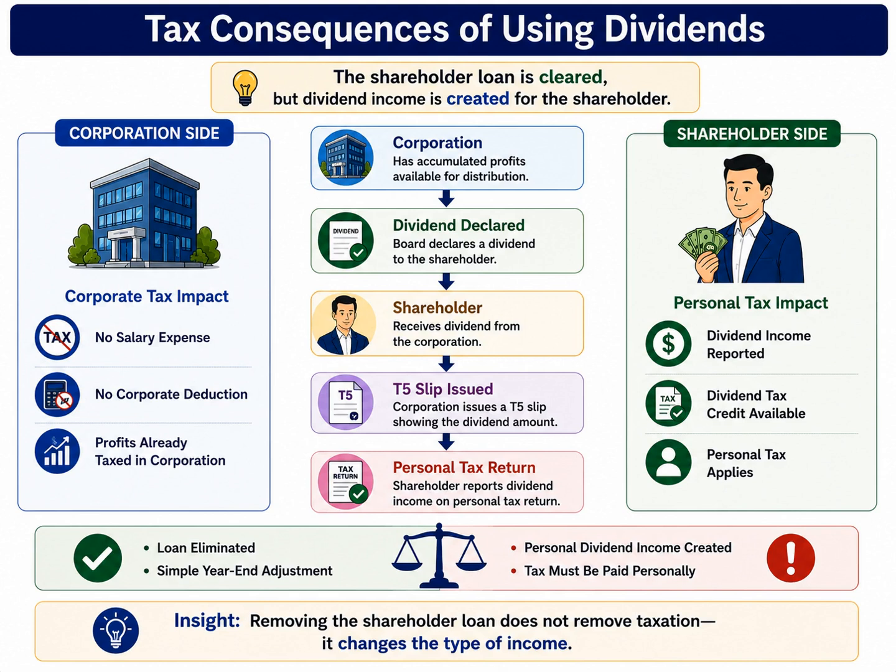Let's follow the flow. The corporation has accumulated profits available for distribution. The directors declare a dividend, and that dividend is allocated to the shareholder. Once the dividend has been declared, the corporation issues a T5 slip showing the amount of dividend income received by the shareholder. The shareholder must then report that dividend income on their personal income tax return.